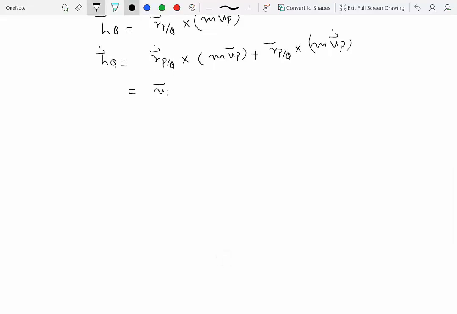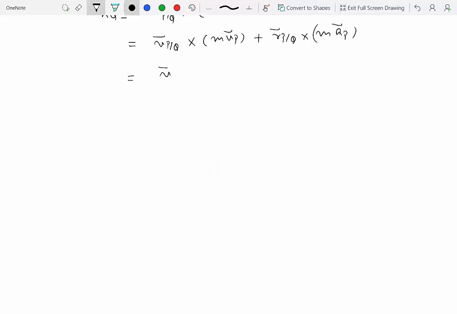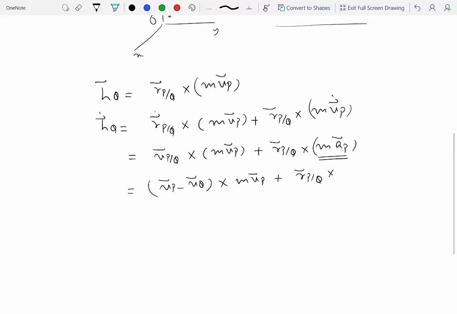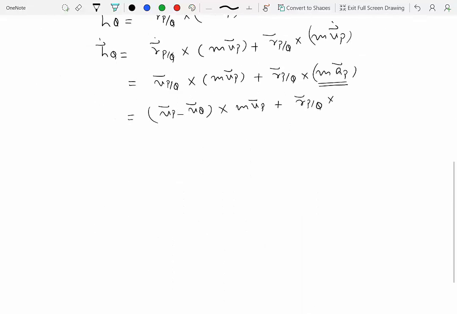That's the velocity of p with respect to q cross mvp, plus r of p with respect to q cross m times v dot p, which is nothing but the acceleration of point p, right? So this is vp minus vq cross mvp plus r of p with respect to q cross, what is this quantity? M times acceleration. M times acceleration of a particle is defined as sigma f equal to ma, right? So we know this: sigma f is equal to mass times acceleration of particle p.